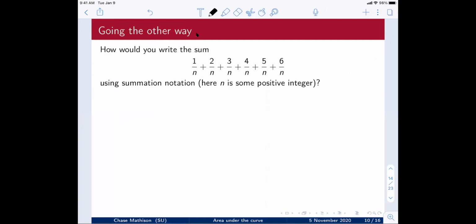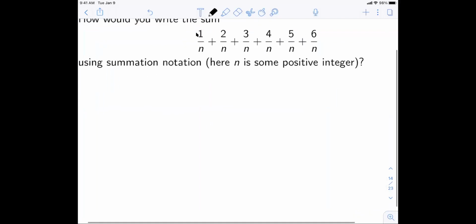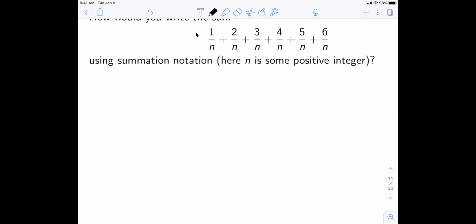All right. So an important thing that we're going to have to be able to do is go the other way. If I write out a sum, instead of taking sigma notation and turning that into a bunch of terms that I'm adding up, it's going to be important to go from a bunch of terms that I'm adding up to sigma notation. Okay, so I want to write 1 over n plus 2 over n plus 3 over n plus 4 over n plus 5 over n plus 6 over n. I want to write that as a sum. And we'll start i at 1 and we'll end it at something. But what's going to go inside of the sum here?